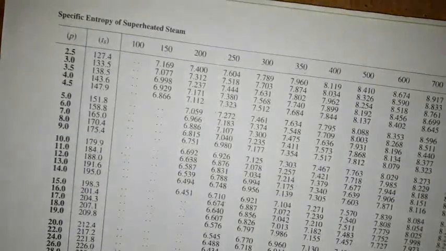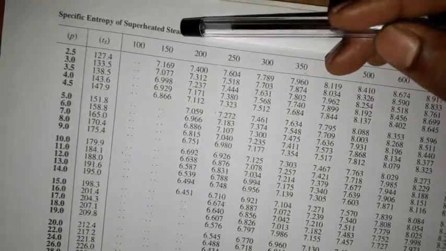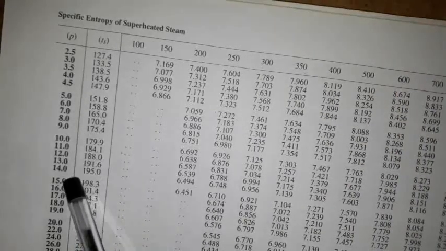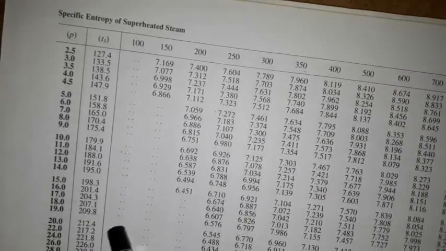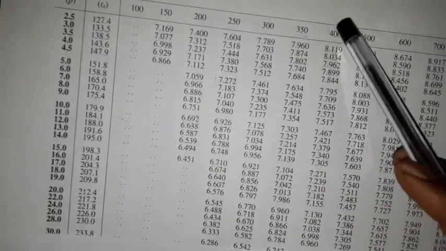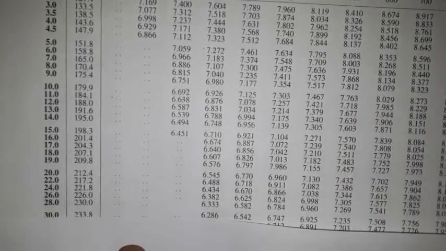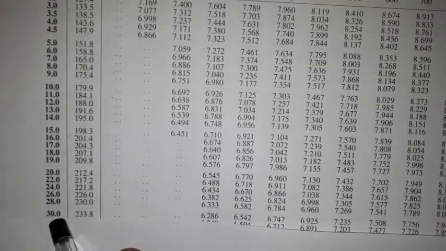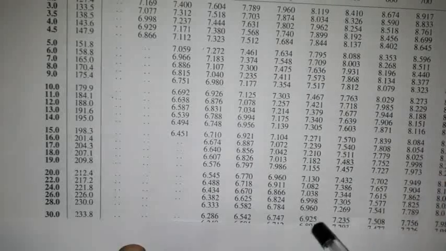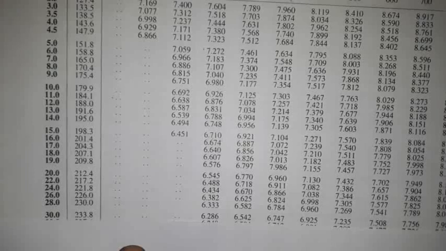Now again we have the specific entropy for the superheated steam. So now on the pressure column, if I come to the 30 bar pressure line, and on the temperature line we have 400 degrees Celsius, so I have to come downward against 30 bar pressure. So here I have for 30 bar pressure the entropy under the 400 degrees Celsius column, it is 6.925 kilojoule per kg Kelvin.